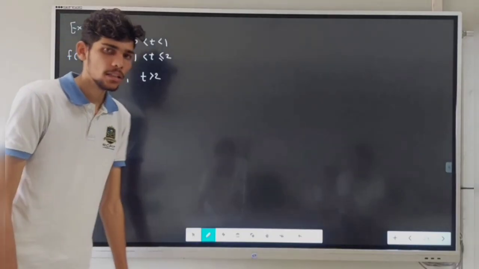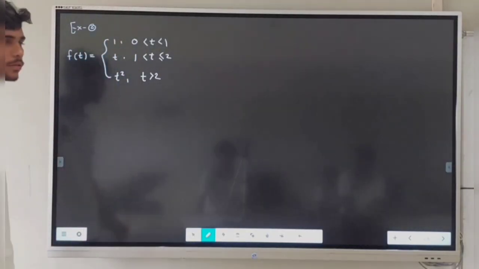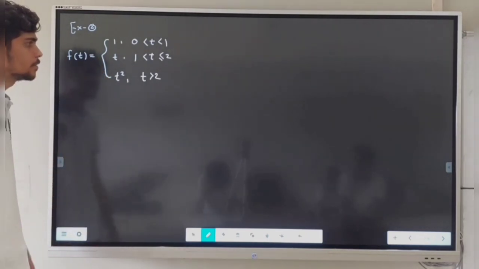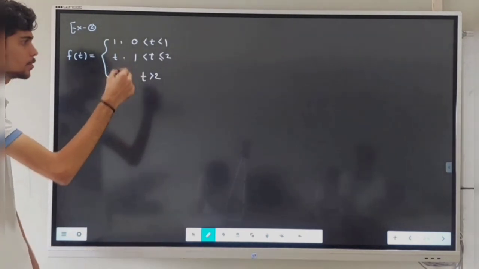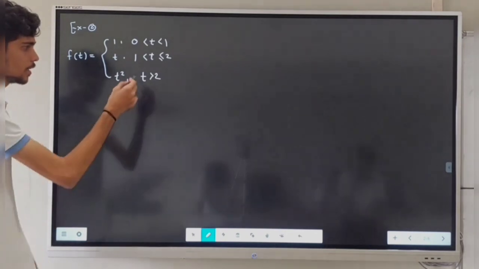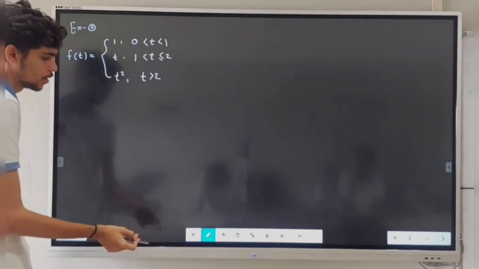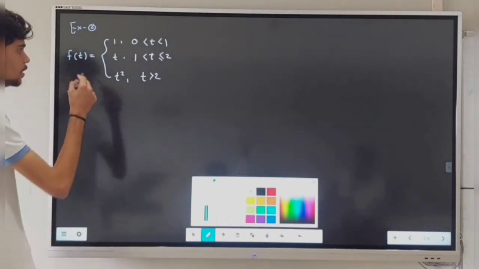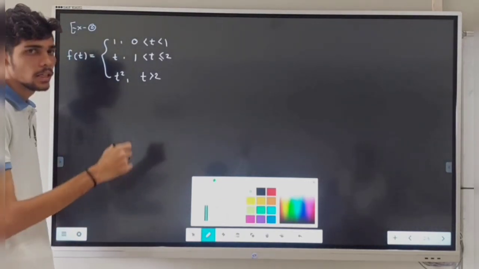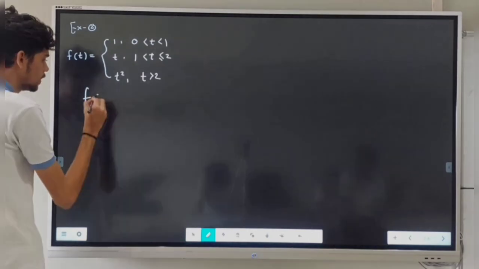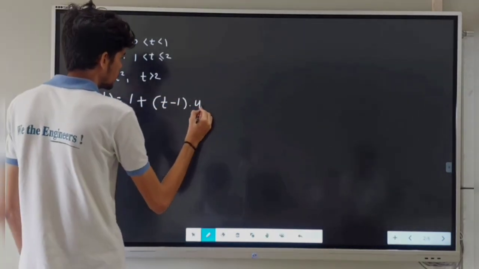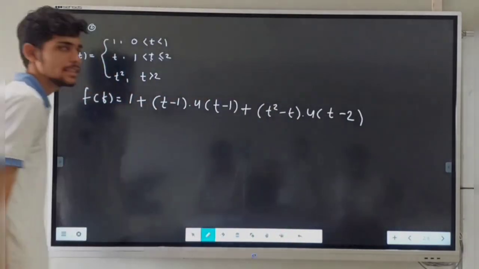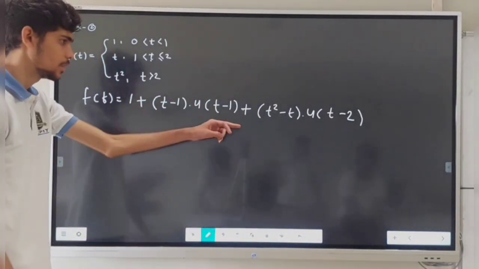Second example: f of t is equal to 1 from 0 to 1, t from 1 and less than 2, and the third is t square starting from 2. As we know, the first step is that we have to write f of t using the Heaviside property, which is minus 2. The next step is that we have to take the Laplace of f of t.